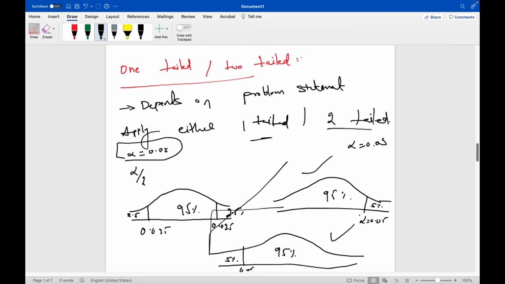So in between, if you want to calculate some range of the distribution, then we can go with the two tail test. So based upon the problem statements, the one tail test and two tail test can be considered. Okay, please note this one tail test and two tail test. Which one is the one tail test and which one is the two tail test, guys?